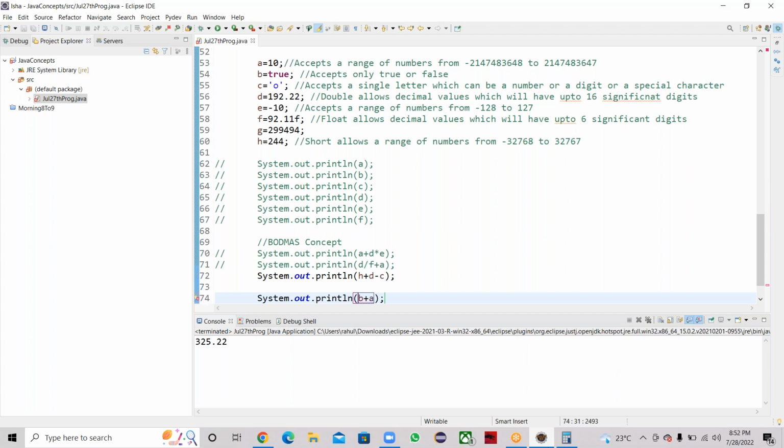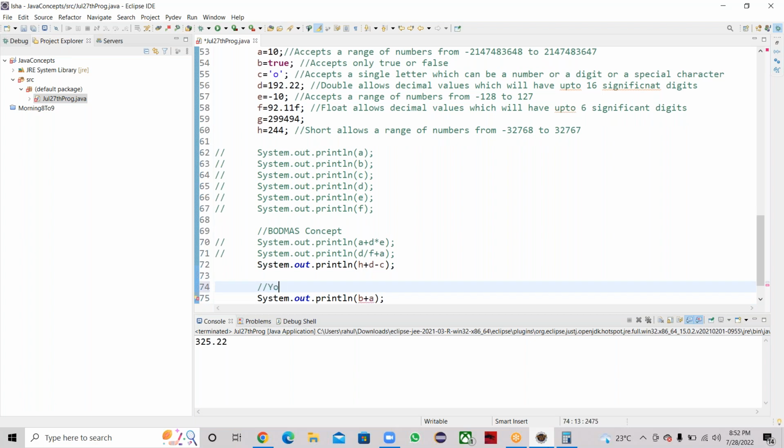So is this correct or wrong? Line number 74. Is line number 74 clear or not? Wrong. No, it's a boolean. It doesn't accept it. You can never perform any mathematical operations with boolean. Clear? Yes.